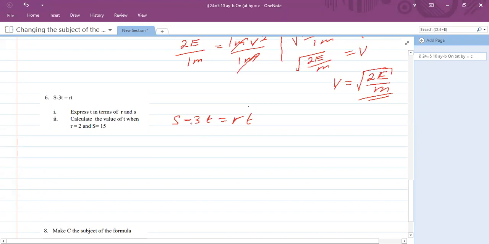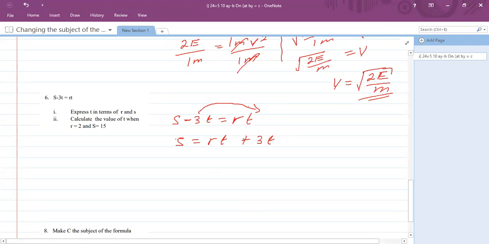Which one will you move first? We want to make T the subject, no? Is it possible to move the 3T to this side? Can I move this 3T to the other side? Yes or no? Sir, add it to that side. Yes, sure. You can do that, of course. It's math you are doing, so it doesn't matter. So you can put S is equal to RT plus 3T. This is negative. When it comes over, it becomes what? Positive. Or you balance it up, you add 3T to both sides, you get the same thing, right?